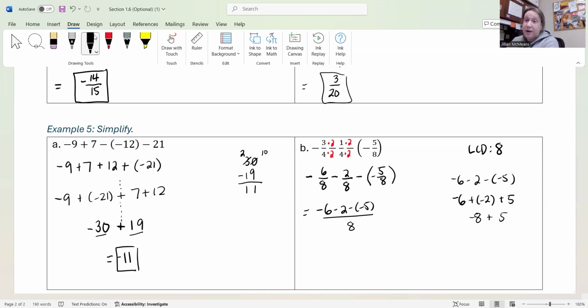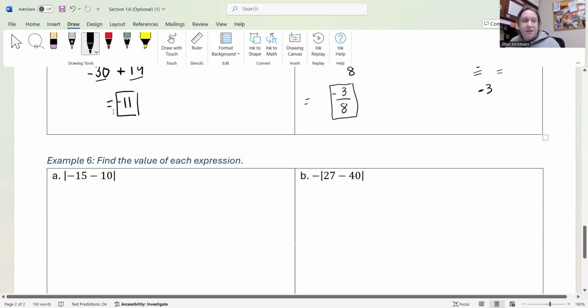The absolute value of 5 is 5. 8 minus 5 is 3. But then we have to ask ourselves, is it going to be negative or positive? Well, since I have 8 negatives and only 5 positives, I have more negatives, so that's going to make this negative 3. So my final answer, the numerator is negative, denominator is positive. I get negative 3/8. They have no common factors, so you're done.